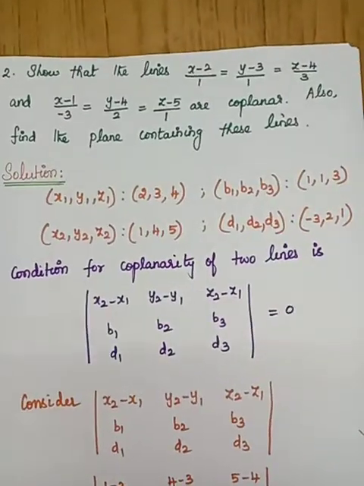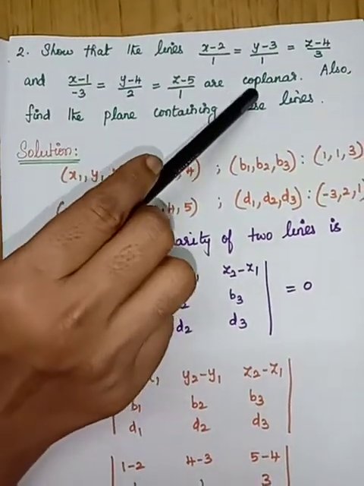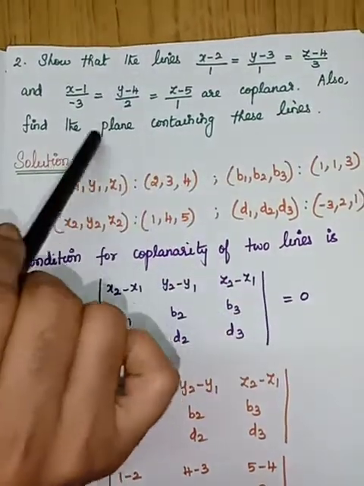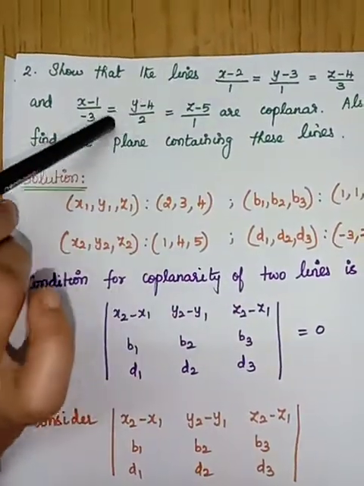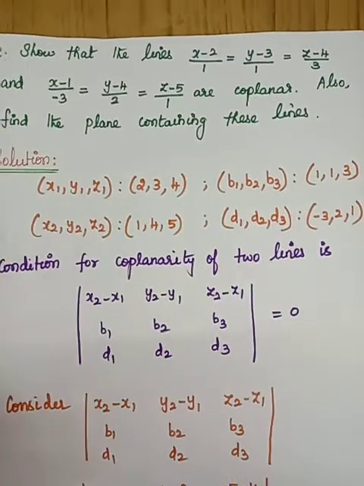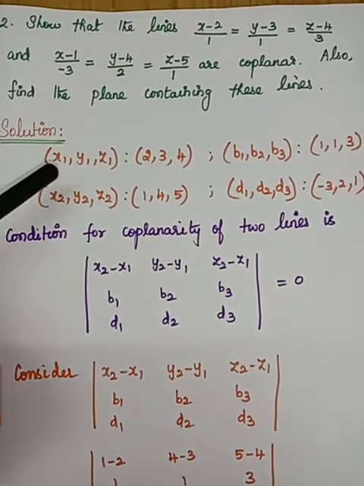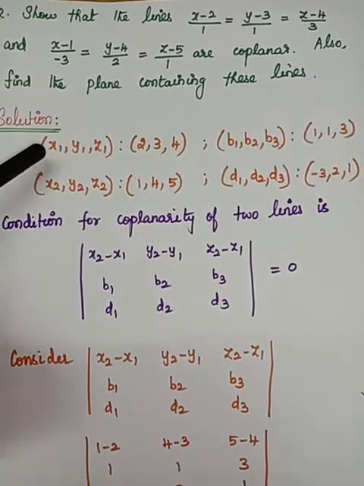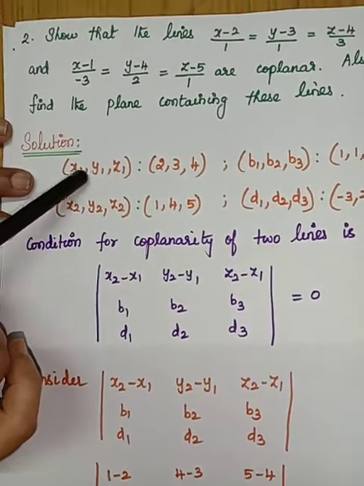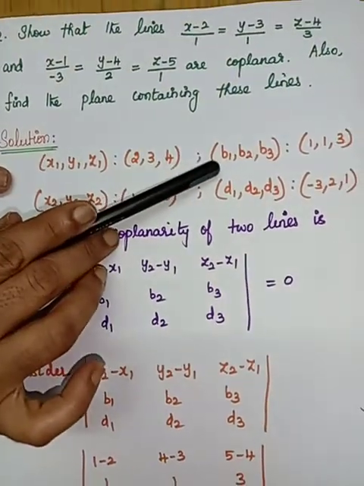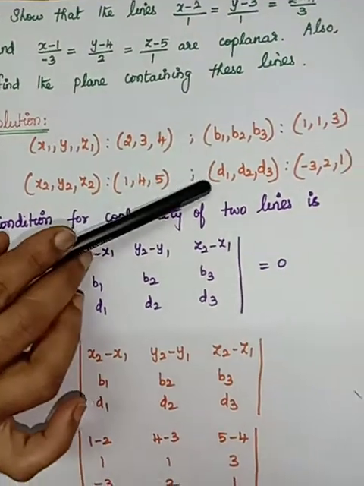Show that the two lines given are coplanar, the same thing. Also find the plane containing these lines. Okay, so it is in the Cartesian form. So I am not going to take the vectors a vector, b vector, c vector and d vector. In the Cartesian form itself I am going to take. So I have to collect the passing point of the first line and the parallel vector of the first line. The same way from the second line I have to collect the passing point and the parallel vector.